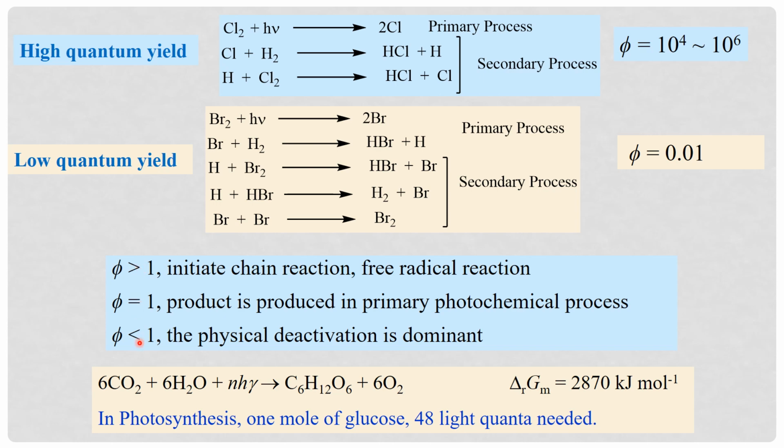There can be three possibilities. If quantum yield is greater than 1, it shows that there is a chain reaction or free radical reaction. If it is equal to 1, it shows that the product is immediately formed in the primary photochemical process, and if it is less than 1, then physical deactivation is the dominant phenomenon. Here is one example, the synthesis of glucose by photosynthesis. One molecule of glucose is synthesized when 48 light quanta are absorbed.